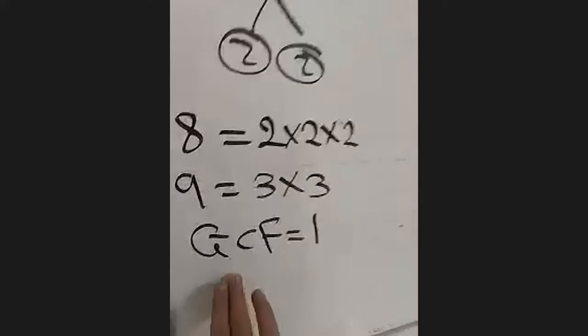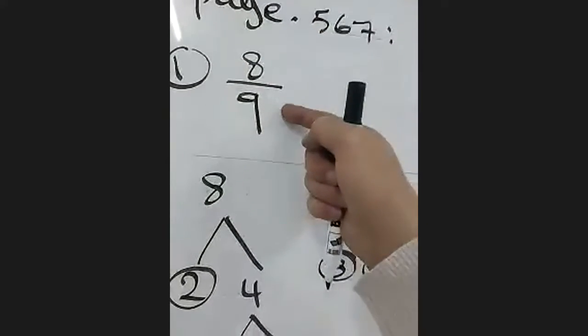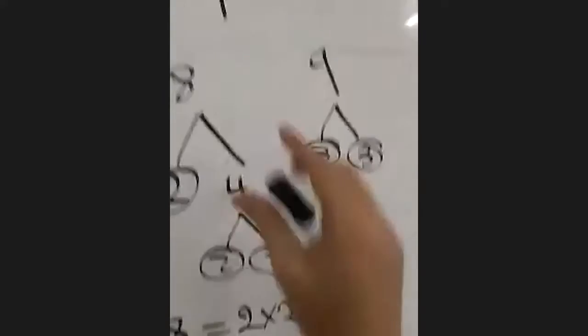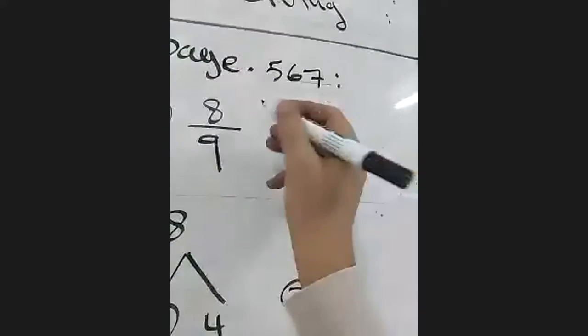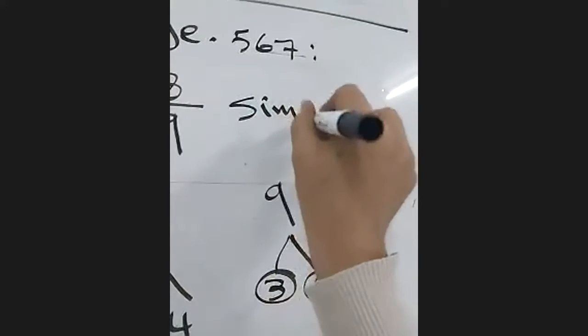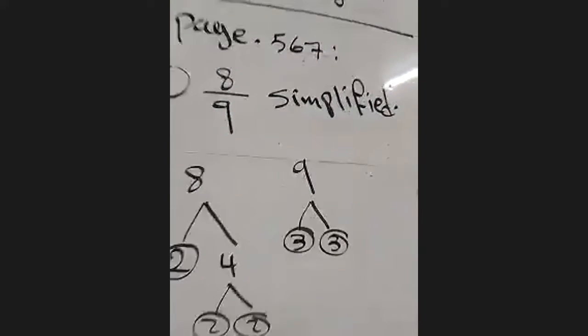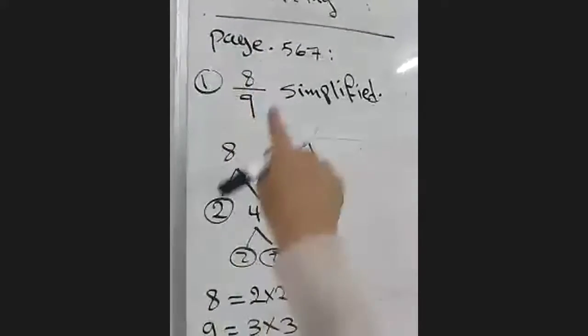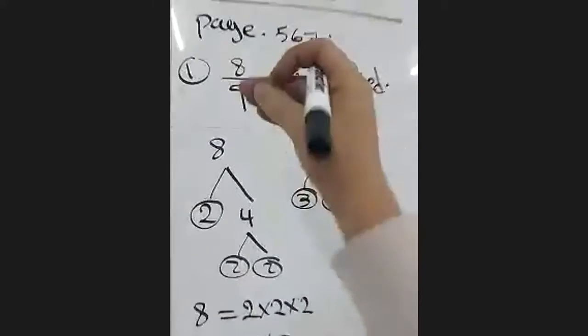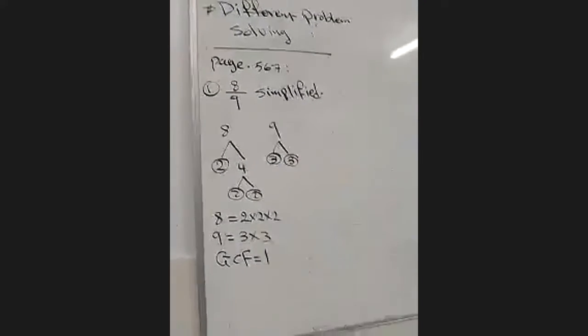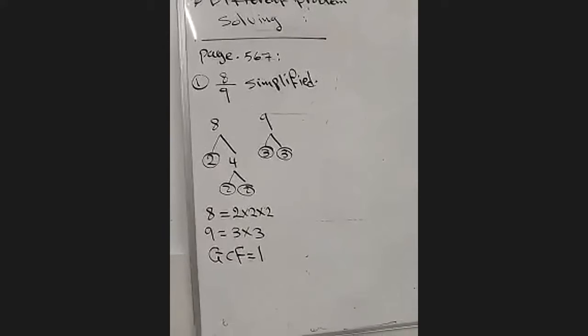Now, if the greatest common factor for the numerator and the denominator is 1, then the fraction is already what? Simplified. There is no simplest form for this fraction. It is already simplified. Got it? Got it, mister. This is question 1.